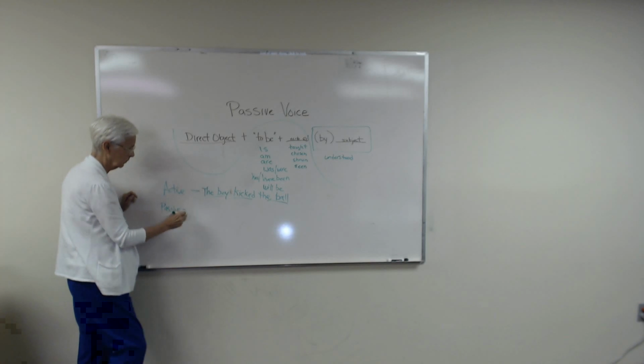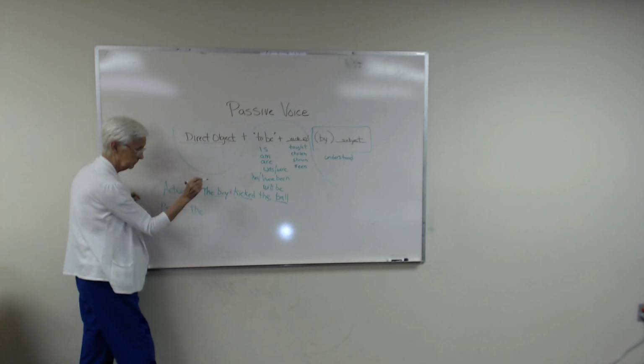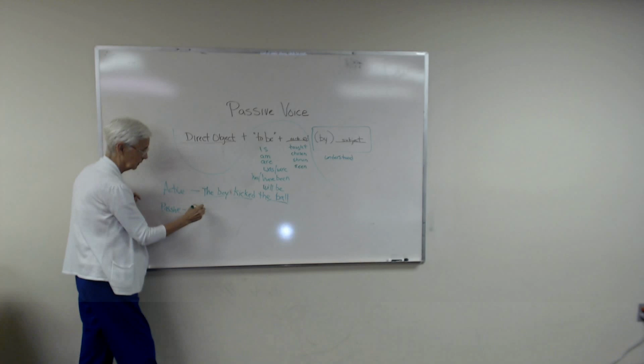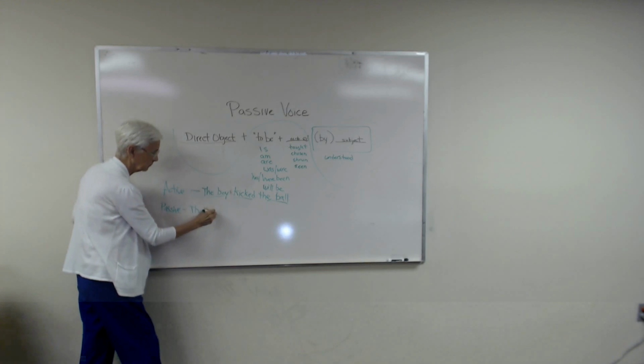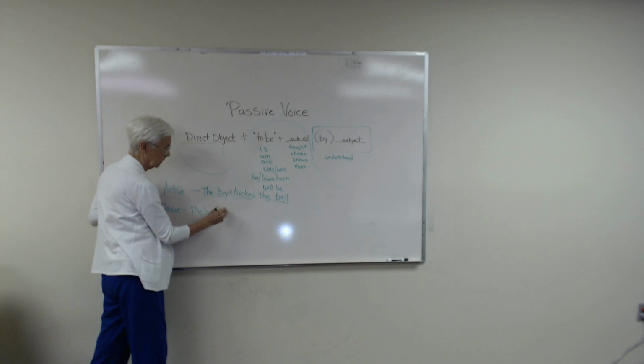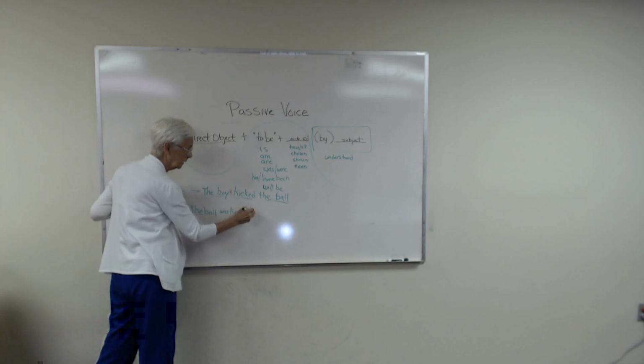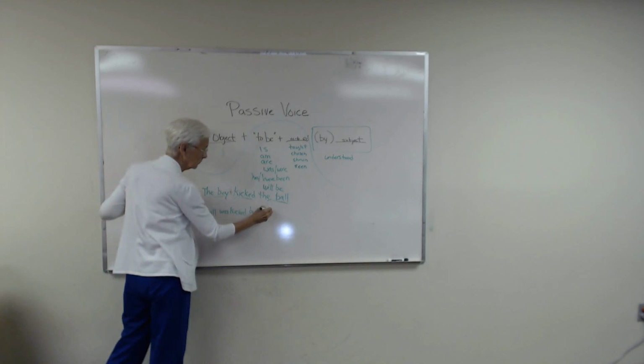So to change that to passive, often a person would say what? What's the direct object? The ball. Then what would your verb become? Was kicked. By the boy.